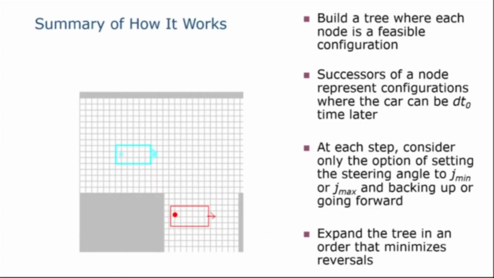Okay, so first of all, how it works is, it is something like RRT only. So we build a tree where each node is a feasible configuration. We are going to build a tree from the initial point towards the goal point, where each node is a feasible configuration, and successors of nodes represent configurations where the car can be at del t time later. At each step, consider only one option of setting the steering angle to minimum or maximum, and backing up and going forward. Now expand the tree in an order that minimizes reversals.